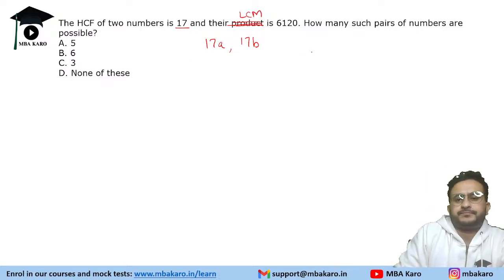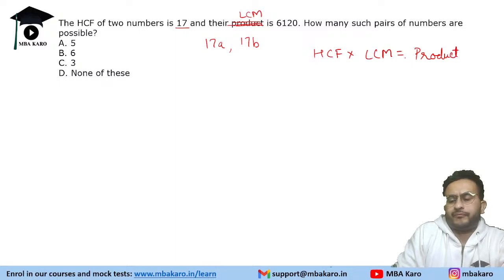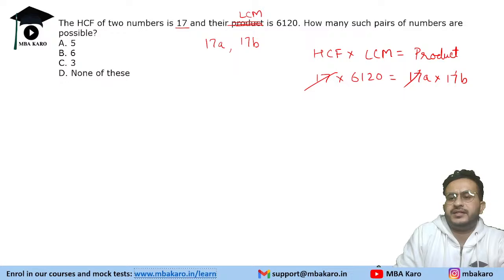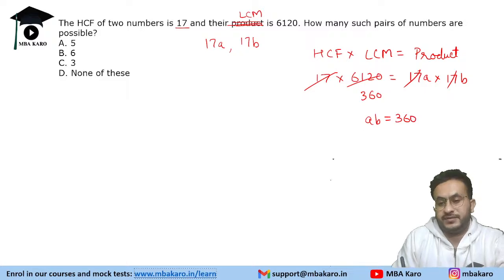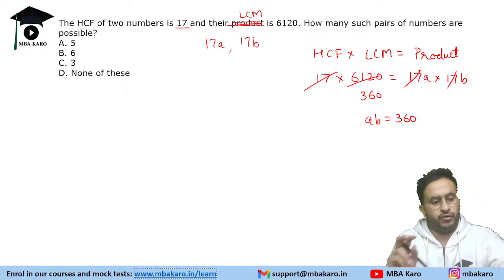So we know that HCF into LCM is the product. Okay, HCF into LCM is product. So the numbers, HCF is 17, LCM is 6120, product is 17A into 17B, right? So 17 gets directly cancelled. Divide by 17, we will get 360. So AB is equal to 360. Now we need to find the co-primes such that the product is 360.